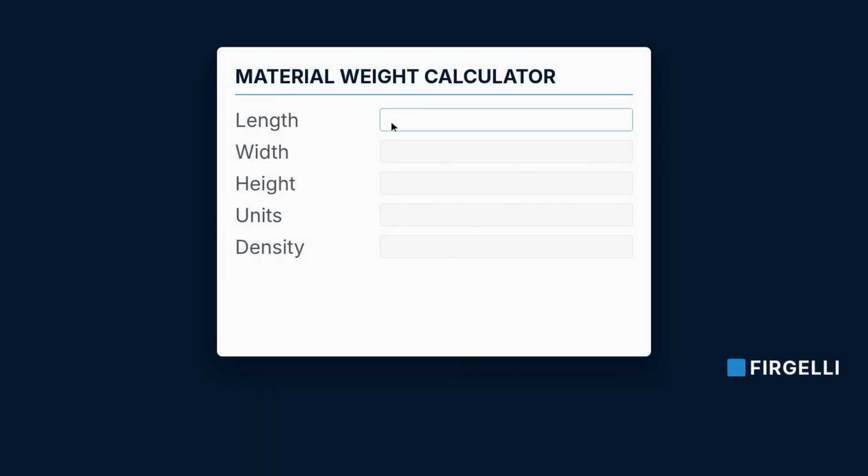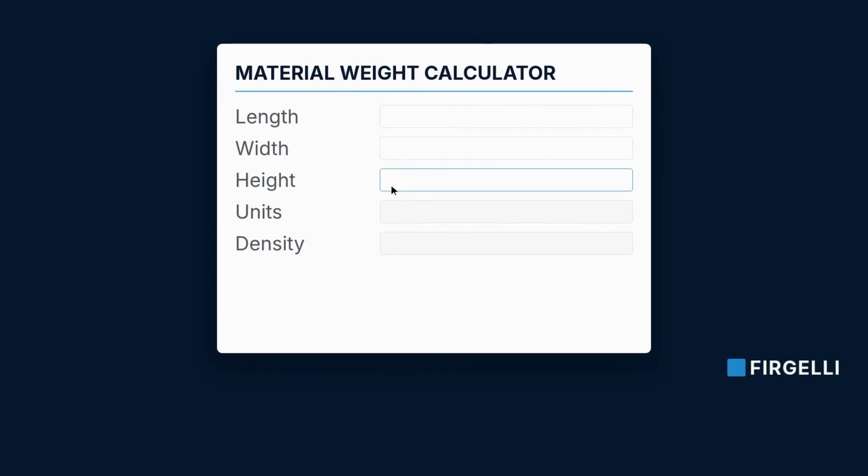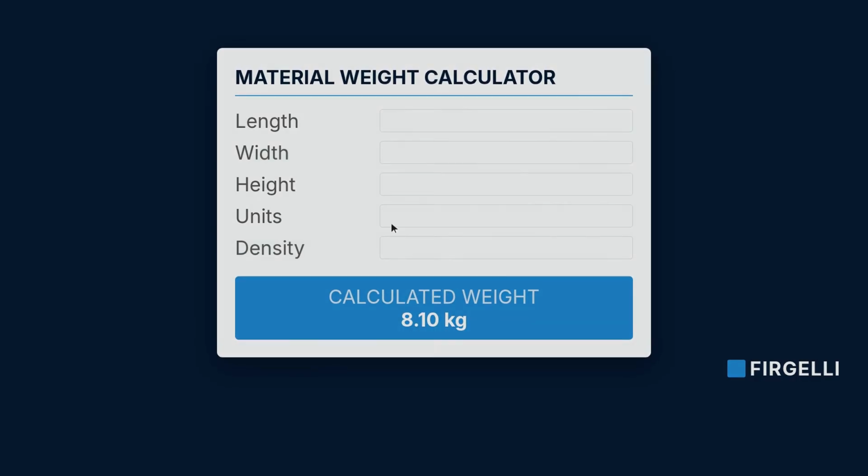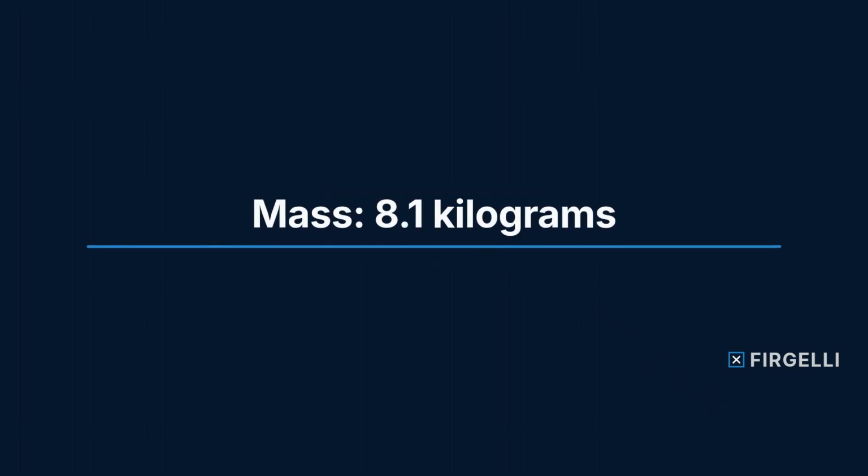I'm designing an aluminum housing that's 250 millimeters long, 150 millimeters wide, and 80 millimeters high. I'll enter these dimensions, select millimeters as my dimension unit, then input aluminum's density of 2,700 kilograms per cubic meter. After clicking Calculate, the result shows mass, 8.1 kilograms.